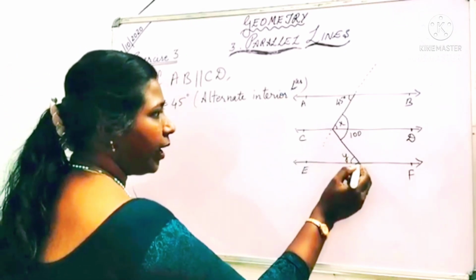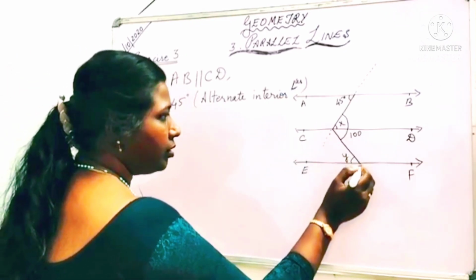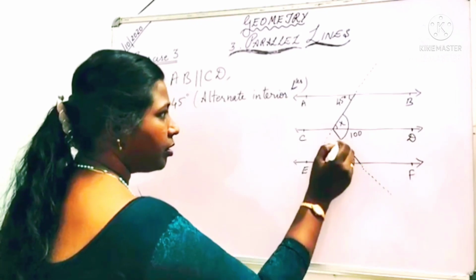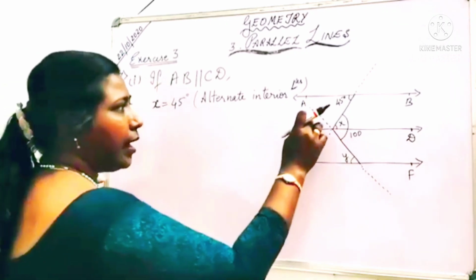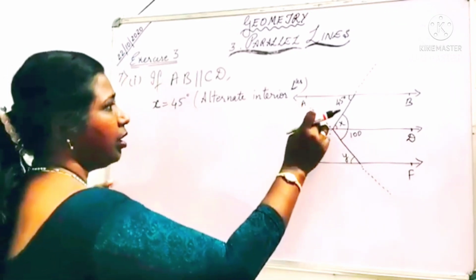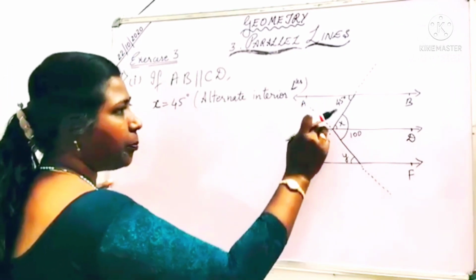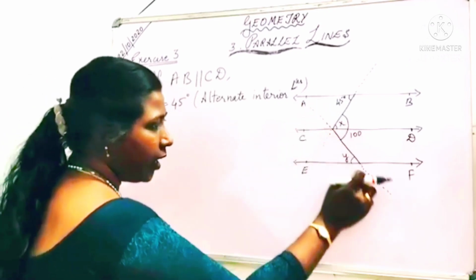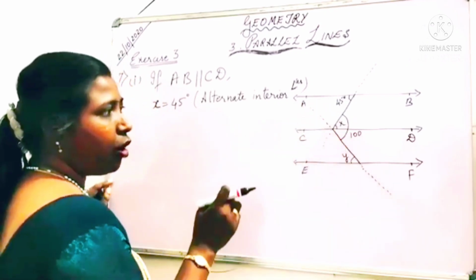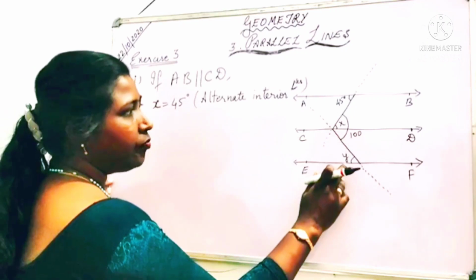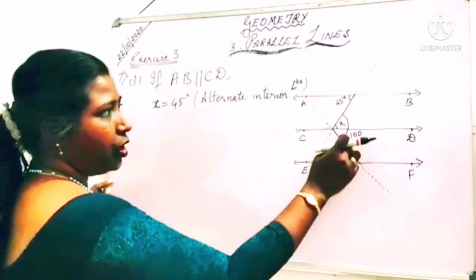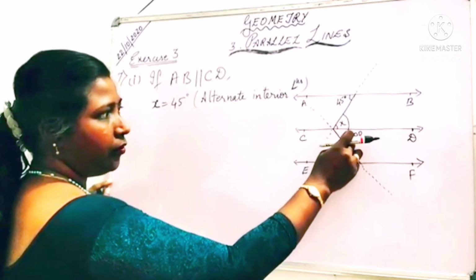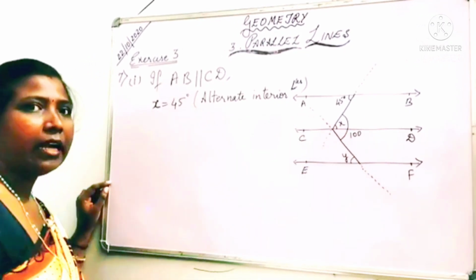We have to find out the y angle. For finding the y angle, I will also put it like this. I will extend this line so that it will be clear for you. Now if CD is parallel to EF, the angles formed by the transversal, that will be y is equal to this angle. Okay, y is equal to this angle. This is an alternate angle.